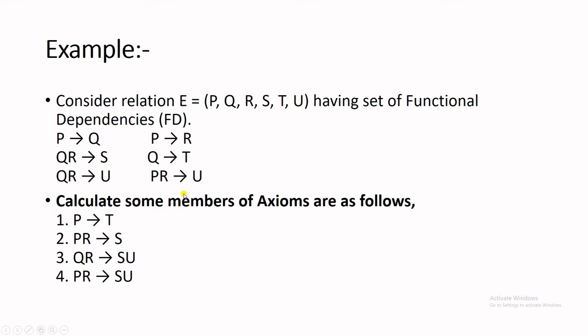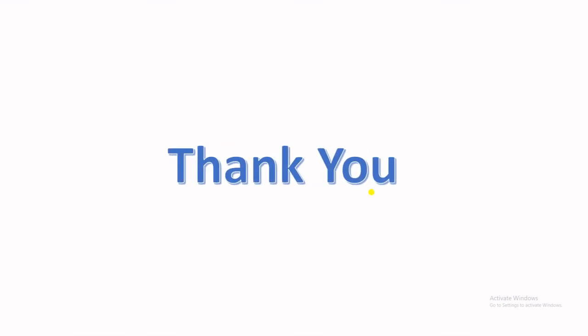So friends, by using the Armstrong axioms, we can derive some other functional dependencies and identify the relationships between the attributes of the relation in the database. In our next video lecture, we are going to understand the process of normalization.